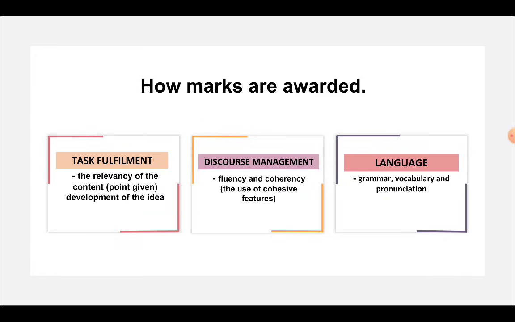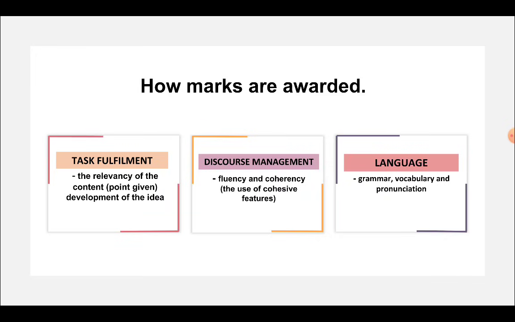The language also needs to be intelligible. Intelligible here is referring to comprehensible. People need to understand what you are saying. So speak clearly, don't mumble, and don't speak too softly.